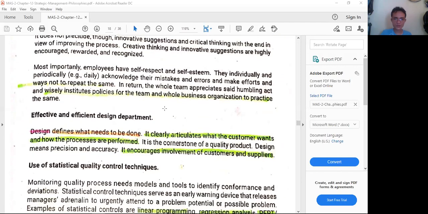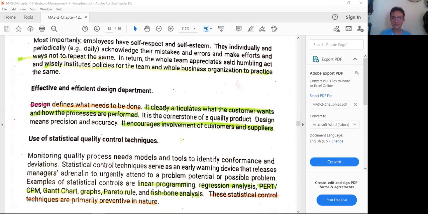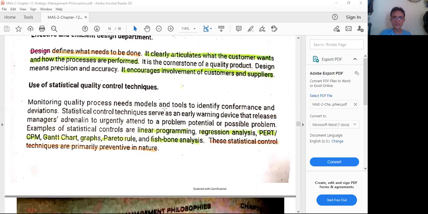All right, so design departments should be effective and efficient. Then, here's the thing. There should be the usage of statistical quality control techniques. These should be employed in managing under the just-in-time philosophy. Linear programming, so you can just imagine the calculations and the graphs, then regression analysis, the equations that are to be made so that they would easily address the potential or possible problem.